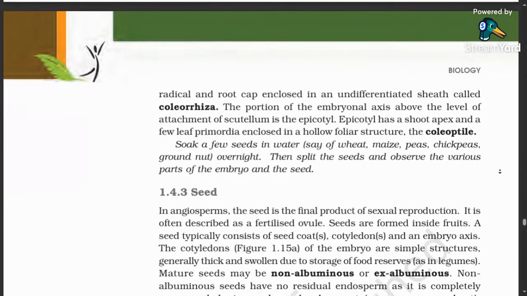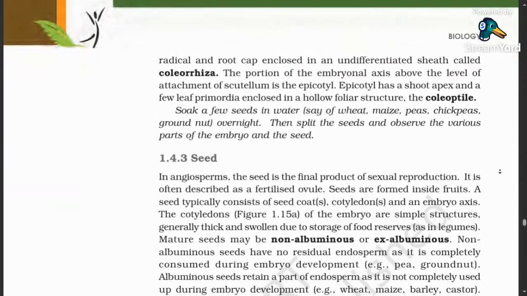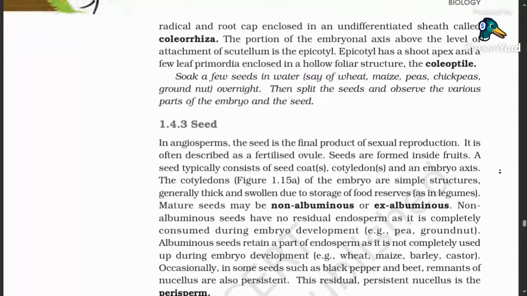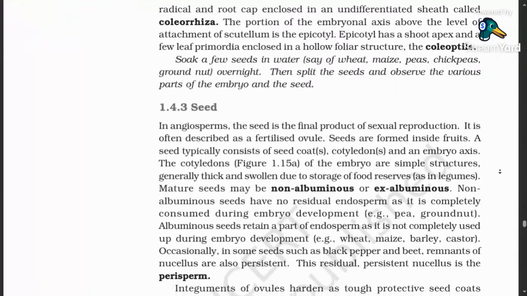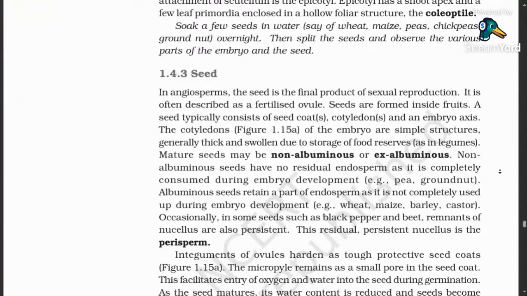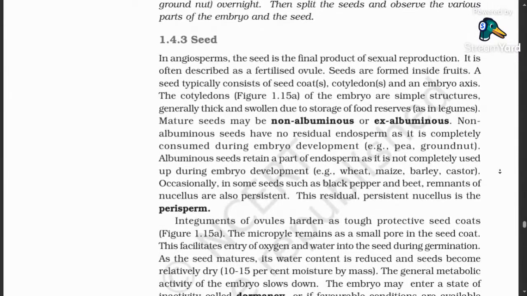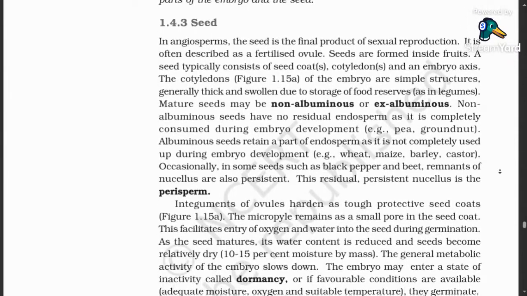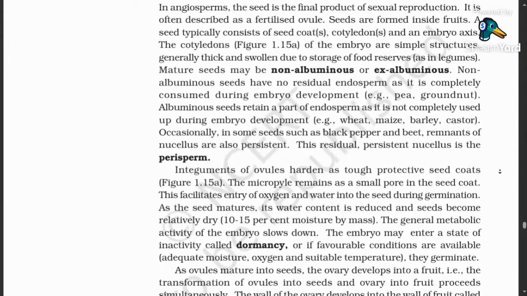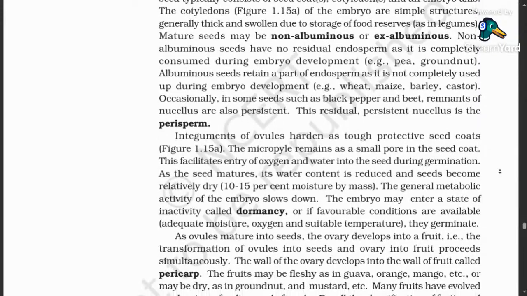Seed. In an angiosperm, the seed is the final product of sexual reproduction. It is often described as a fertilized ovule. Seeds are formed inside fruits. A seed typically consists of seed coat, cotyledons, and an embryo axis. The cotyledons of the embryo are simple structures, generally thick and swollen due to storage of food reserves, as in legumes. Mature seeds may be non-albuminous or albuminous. Non-albuminous seeds have no residual endosperm as it is completely consumed during embryo development, for example in pea and groundnut. Albuminous seeds retain a part of the endosperm as it is not completely used up during embryo development, as in wheat, maize, barley, or castor.